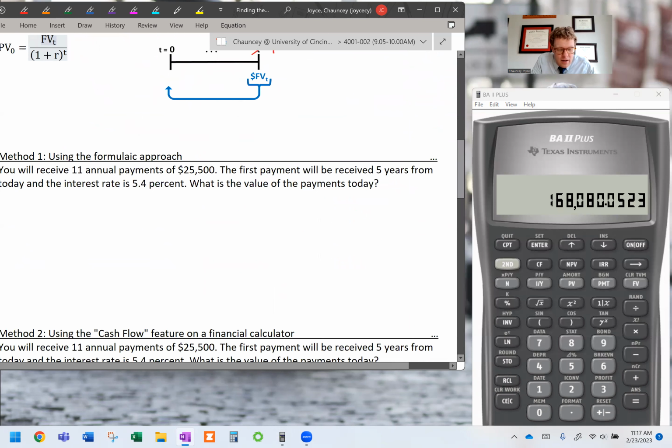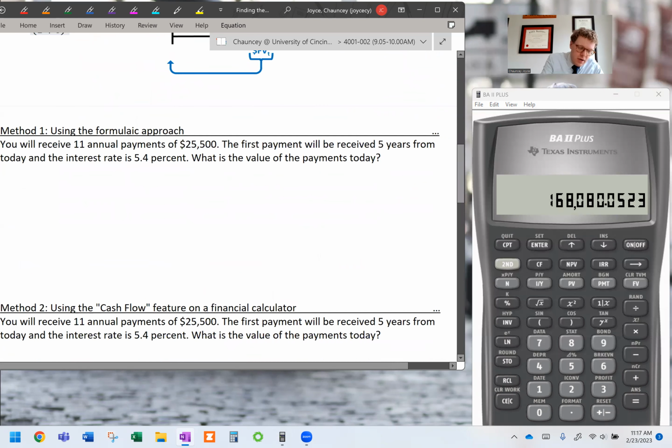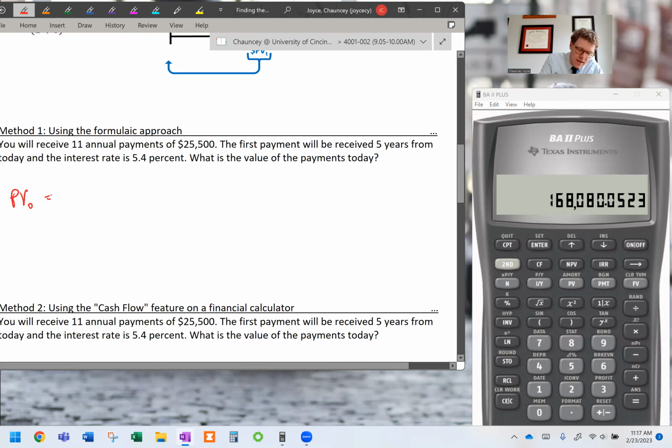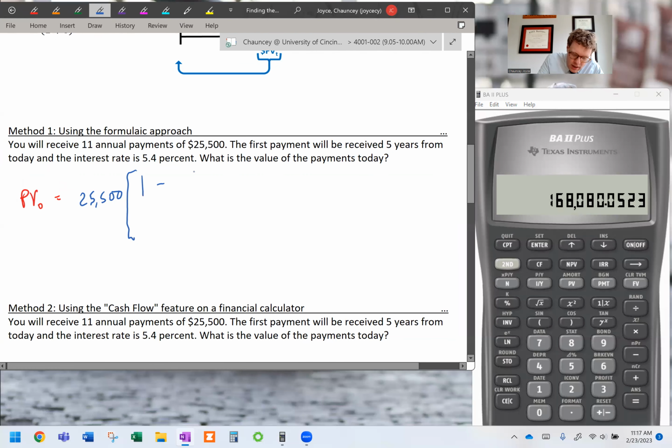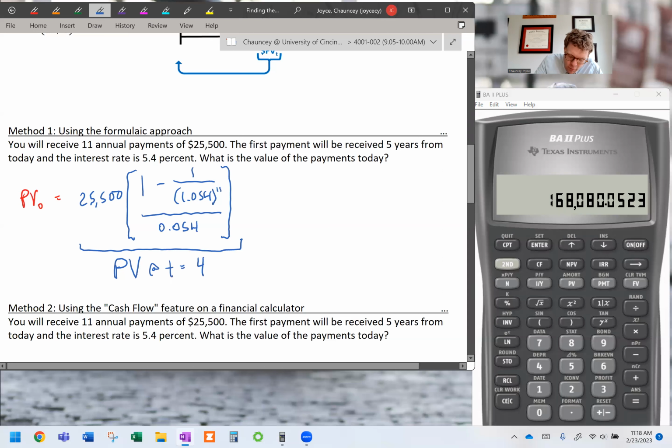Now let me show you that again using the formulaic approach. We had an annuity, so we said the present value today is that annuity of $25,500 times 1 less 1 over 1.054 to the 11th. We're valuing the annuity in this component here over 0.054. And if this payment starts at time 5 right here, then this whole term will give you the present value at time equals 4.